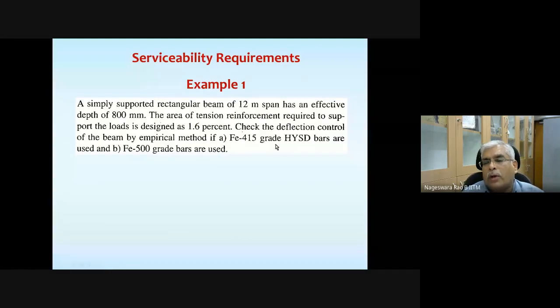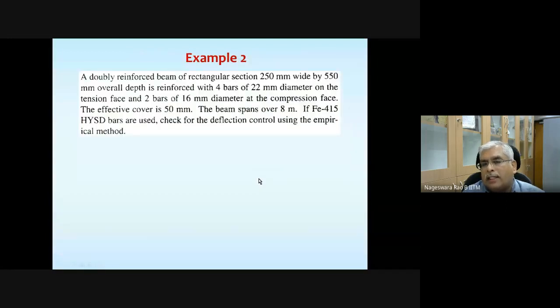So let's take one more example here. Compression reinforcement is not there, and this is not a flanged section. So let's complicate it a little bit, and let's take this problem. Take a note of this problem. Doubly reinforced beam of rectangular section.